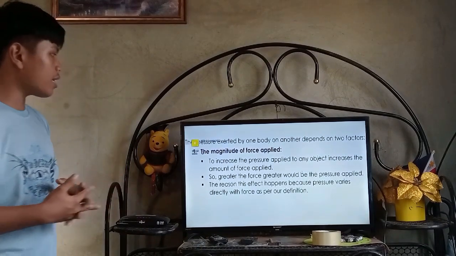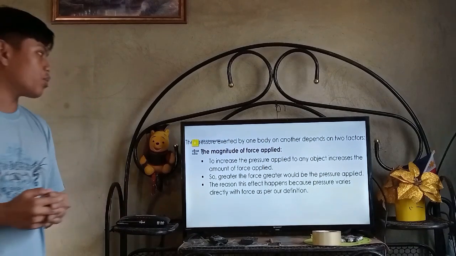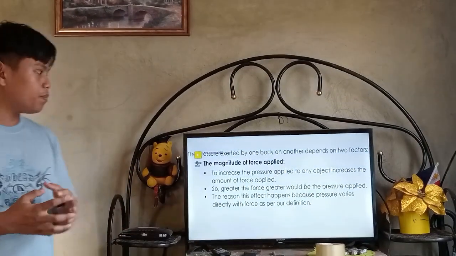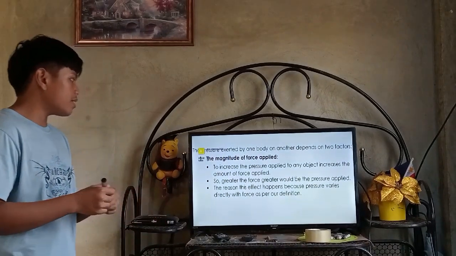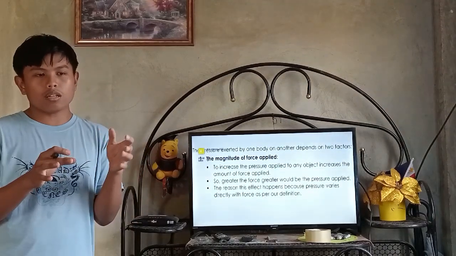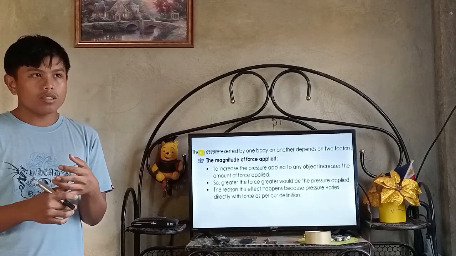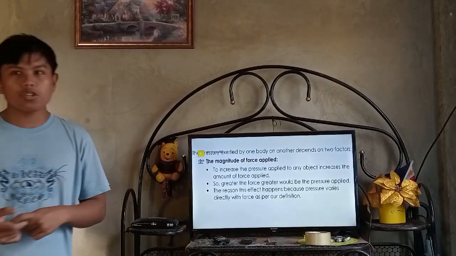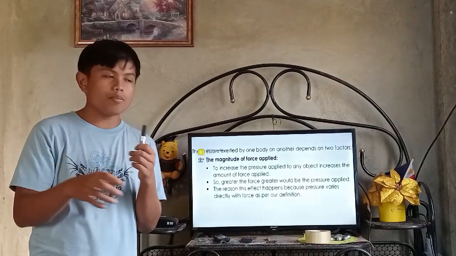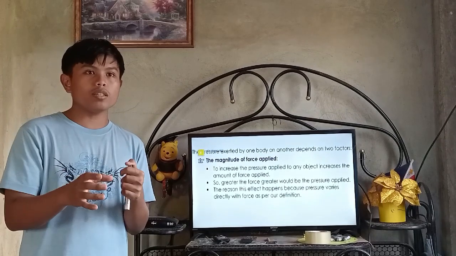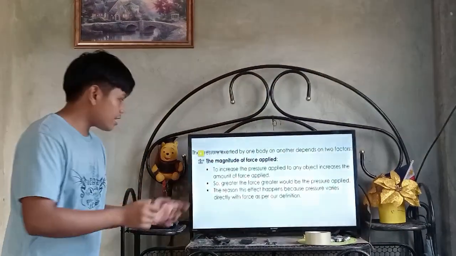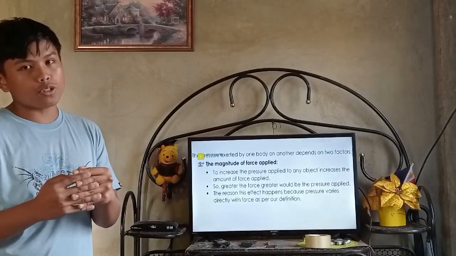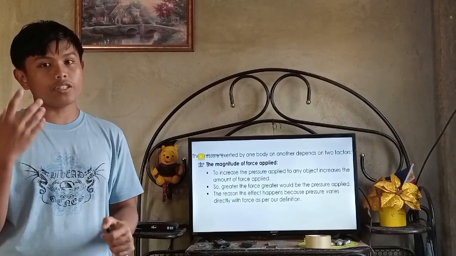So the pressure exerted by one body on another depends on two factors. The first factor is the magnitude of the force applied. To increase the pressure applied to any object, increase the amount of force applied. So if you exert additional force on a certain object, you will basically add more pressure to it. The greater the force, the greater the pressure applied. The reason this effect happens is that pressure varies directly with force. So the pressure is directly proportional to the force exerted.